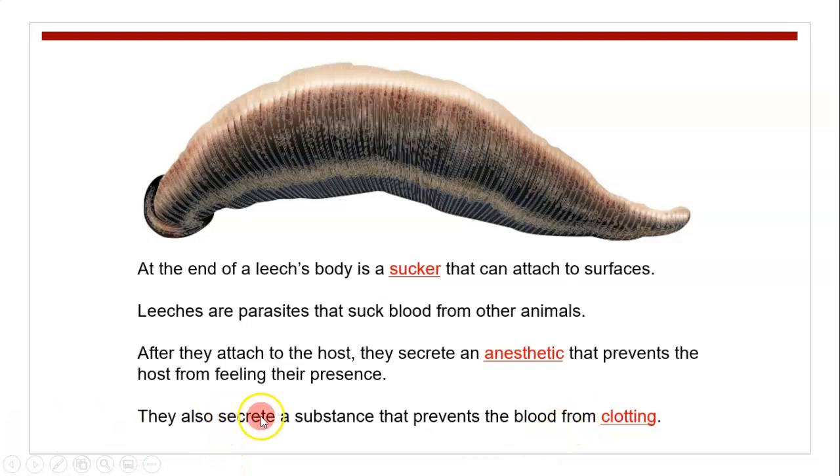And that word secrete, we've had it before, but that word secrete just means to leak out of the body, like your sweat. Your sweat secretes out of your body.